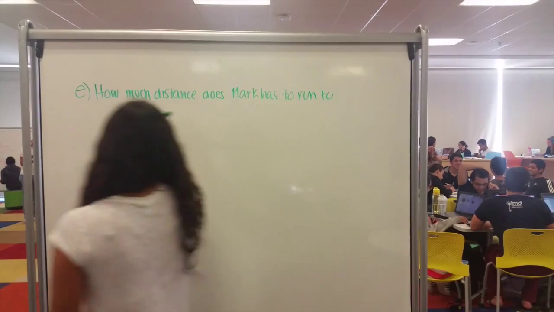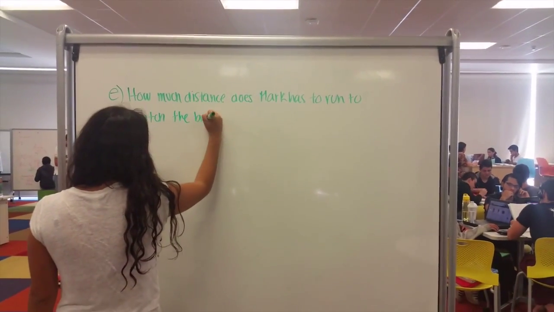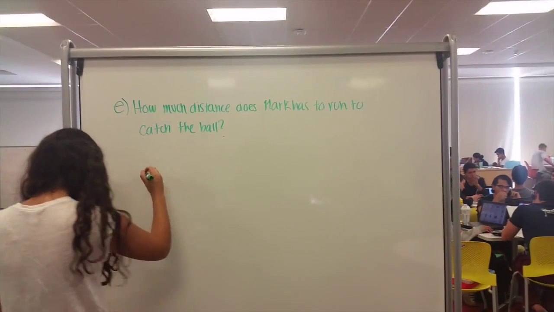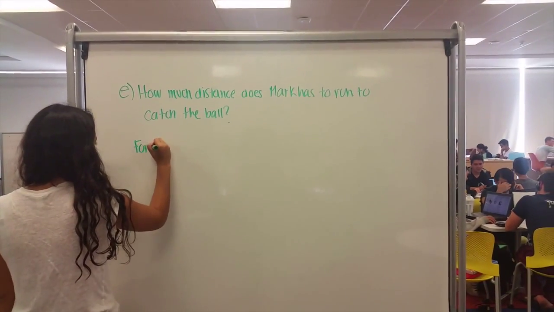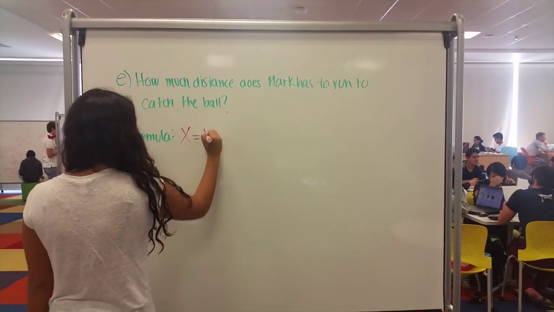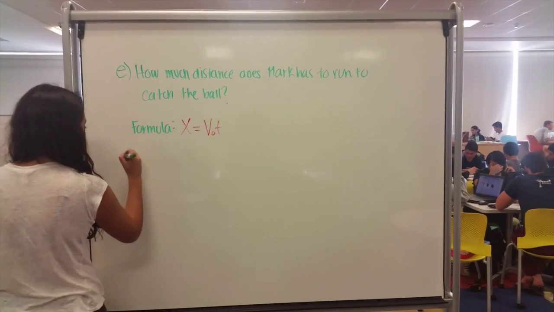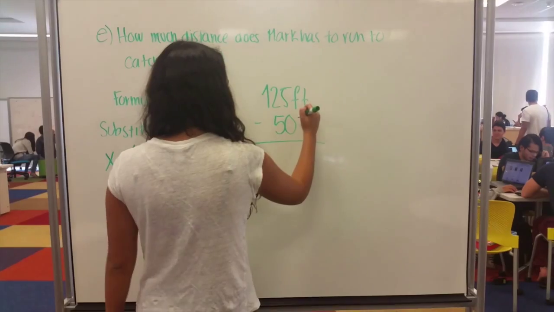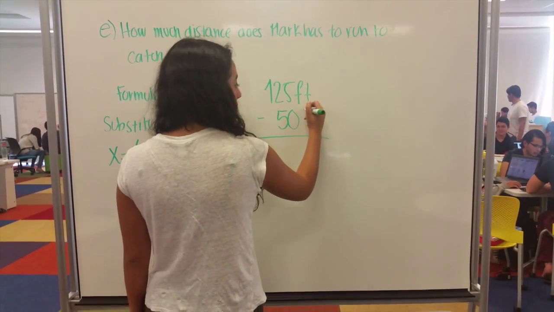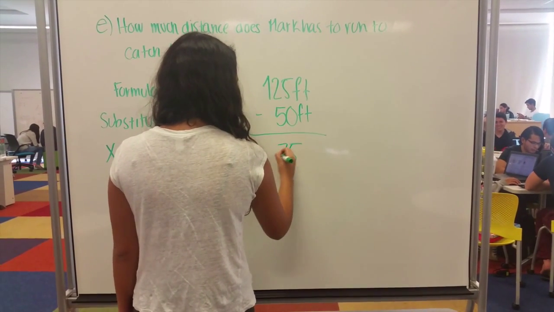How much distance does Mark have to run to catch the ball? In order to obtain the distance that Mark has to run, first use the formula of x equals initial velocity times time. The initial velocity is equal to 50 feet over seconds, and our time is equal to 2.5 seconds. We substitute in the given formula to obtain x equals 125 feet, and the last step is to subtract 50, since it is the position where Mark was standing. And lastly, the answer will end up being 75 feet.